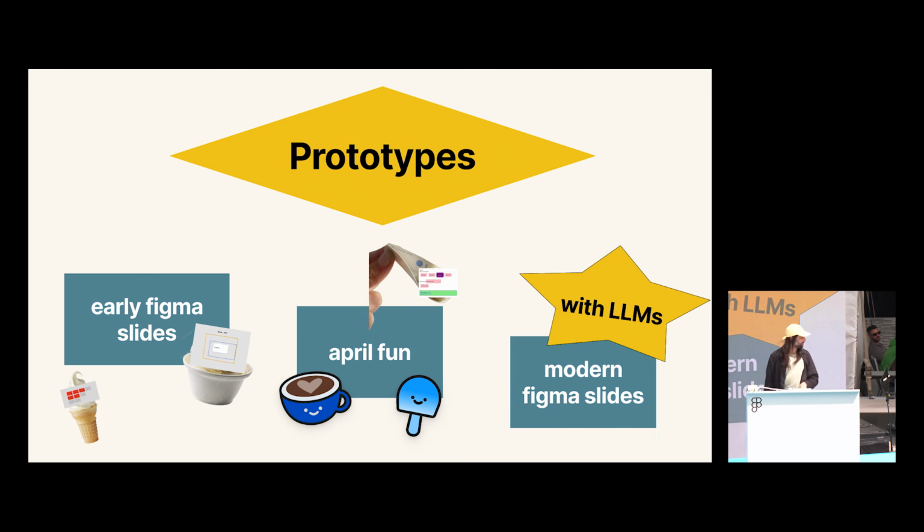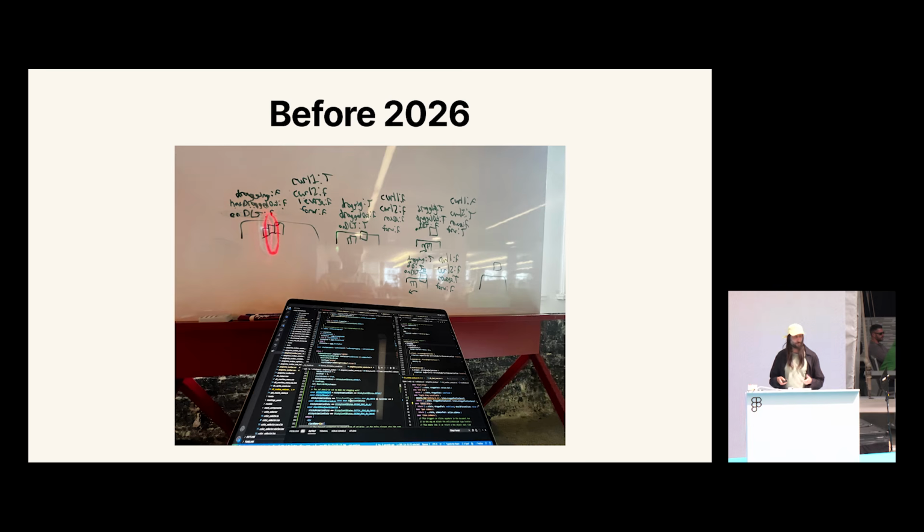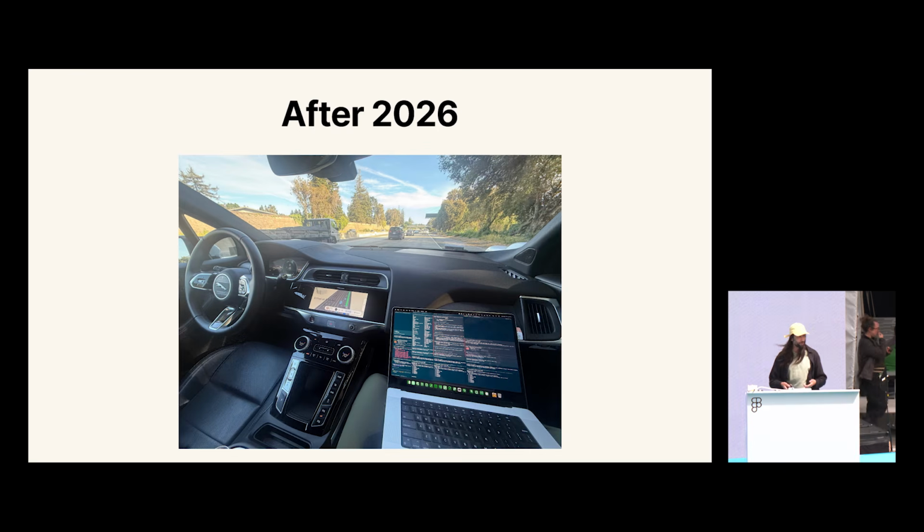So let's talk about, it's behind me right now, but this says modern Figma Slides, and there's a big foreshadow up here with LLMs. So let's talk about that. Before 2026, my workflow was coding with my 2 hands, and this is me in front of a whiteboard working on a hard problem. And now, these days, my workflow looks like this. This is a photo of me in a Waymo on the interstate orchestrating 4 parallel agents. So the times have changed.